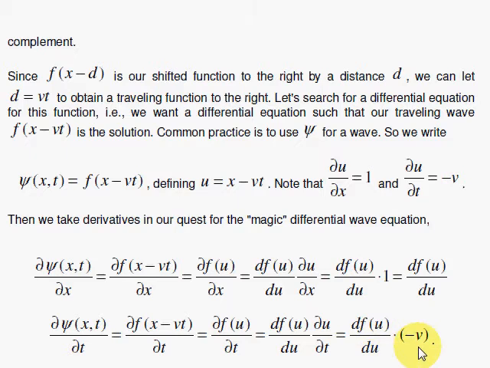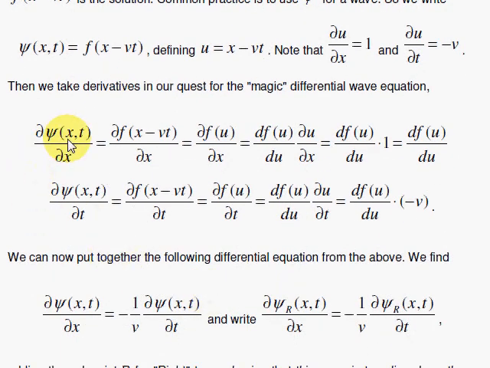I divide by minus v on this bottom one so that I can have the same right-hand sides, and I can set these equal. So the partial of psi with respect to x is equal to 1 over v with the minus sign there, times the partial of psi with respect to t. That's the wave equation for waves, unfortunately, only traveling to the right.